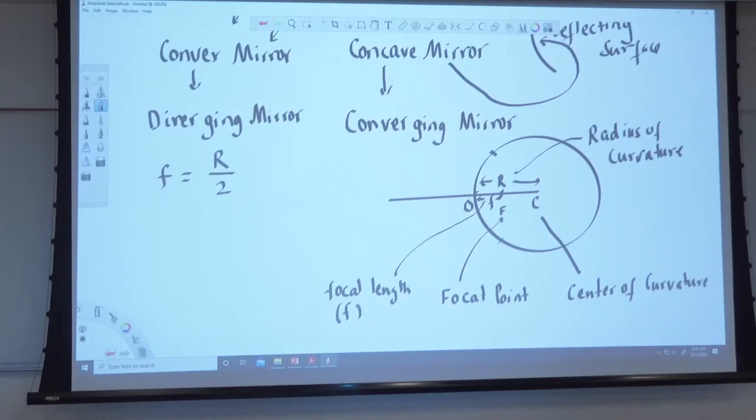Okay, so then this would also be f because it's the same distance as the other one. Now I can draw the same kind of, same length on this side also. So I can draw C here. The distance between C and O would be R. And then halfway between C and O would be F, the focal point. And the distance between F and O would be small f. Okay, that's the focal length.